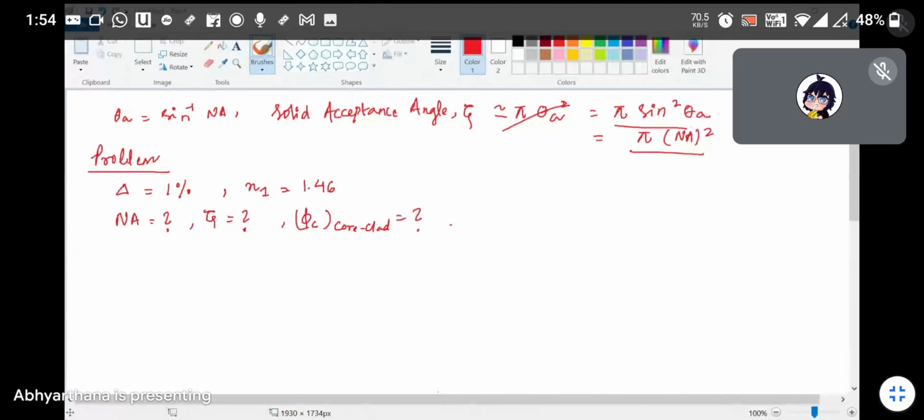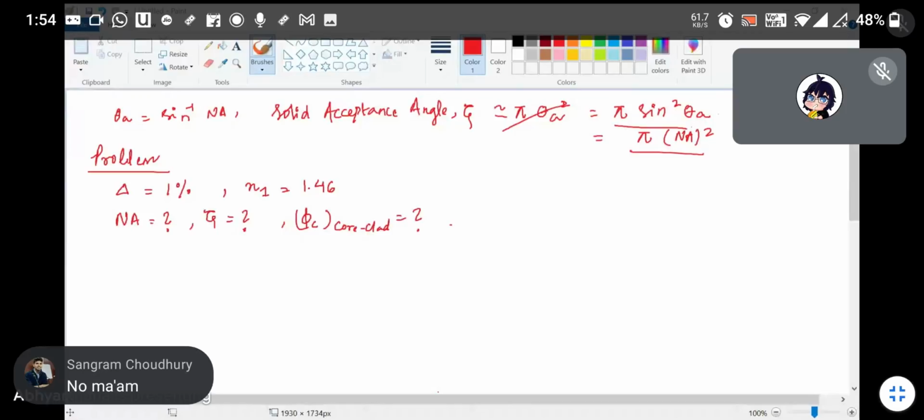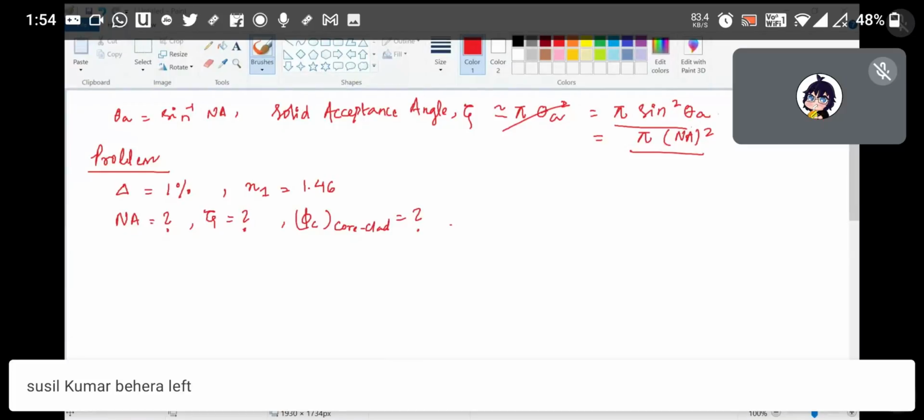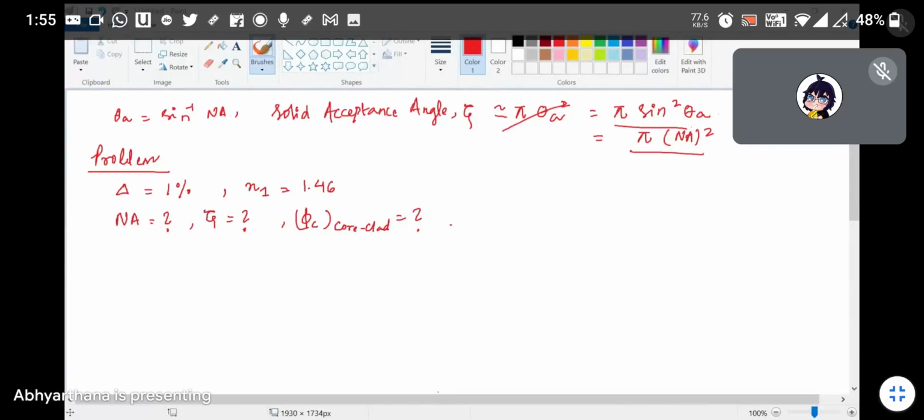Respond in the chat box. What is N0 taken here? Oh, N0, sorry. N0 is always 1.